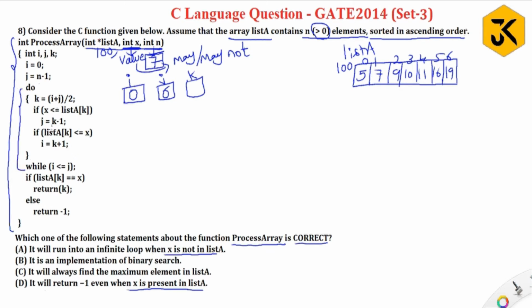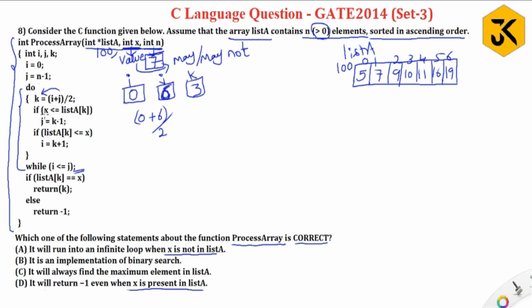In a do while loop, first it executes the block of statements, then it checks its condition, and this process repeats. Let me take k equal to i plus j by 2. What is the i value? 0, plus the j value 6, by 2, you will get 3. That 3 will be copied to k.